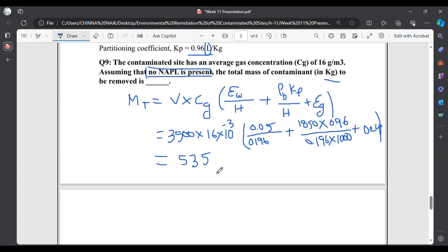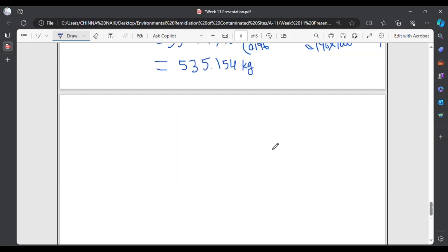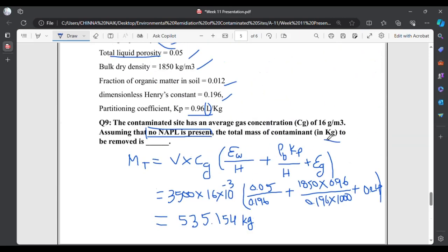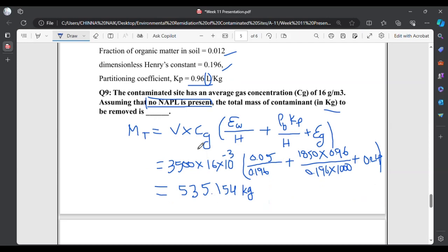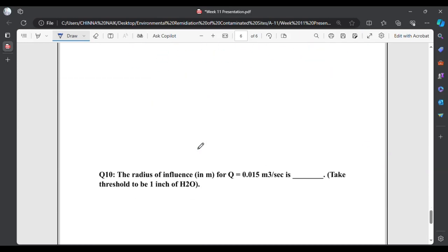Five 35.145, am I right? In kgs, right? Okay, so that is the answer for this question: 535.154. Next question, the final question: the radius of influence in meters for discharge 0.015 meter cube per second is dash, and take the threshold to be 1 inch of H2O.